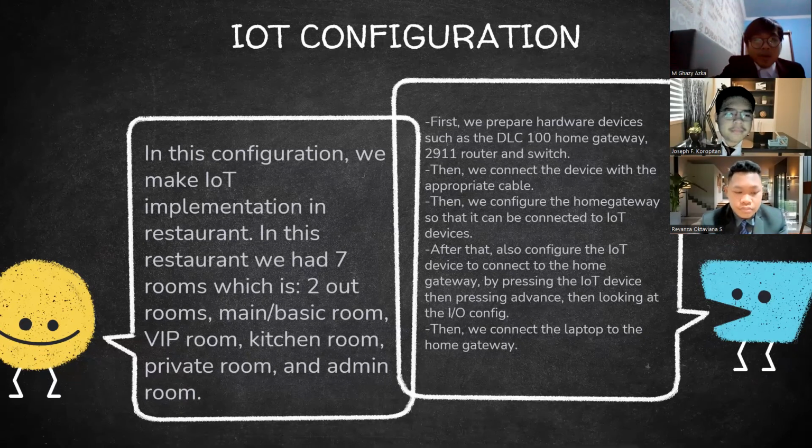First, we prepare hardware devices such as the DLC 100 home gateway, 2911 router and switch. Then we connect the devices with the appropriate cable, and then we configure the home gateway so that it can be connected to IoT devices. After that, also configure the IoT device to connect to the home gateway by pressing the IoT device, then pressing advanced, then looking at the IO config. Then we connect the laptop to the home gateway.